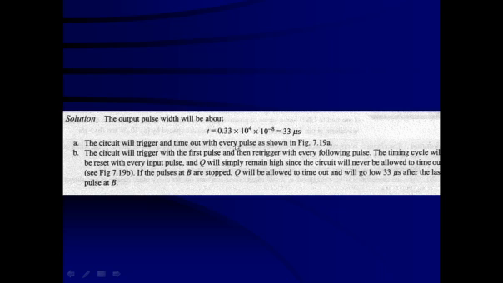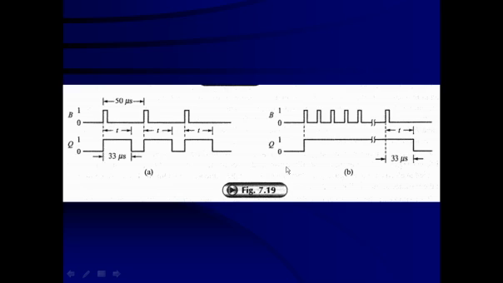The circuit will trigger and time out on every pulse as shown in figure 7.19a. The circuit will trigger with the first pulse and then re-trigger with every following pulse. The timing cycle will be reset with every input pulse and Q will simply remain high since the circuit will never be allowed to time out. See in figure 7.19b. If the pulses at B are stopped, Q will be allowed to time out and will go low 33 microseconds after the last pulse at B.